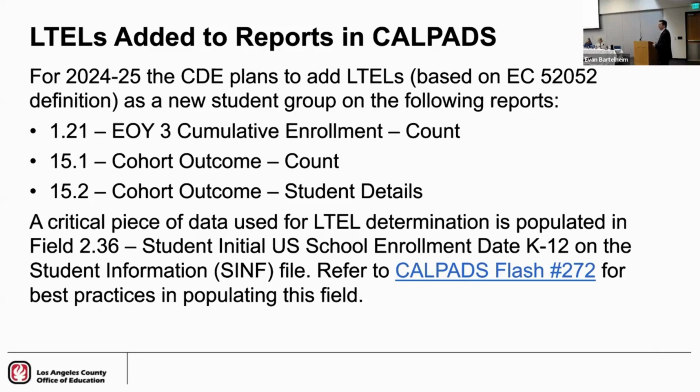A critical piece in this is the identification. They use one of 2 fields. One is the initial change in the ELAS, which is the English Language Acquisition Code, to EL, whatever that date was, or the initial US school enrollment date is also used. Whichever came first is what they use currently. If you want to know more about how to effectively establish what that initial US enrollment date was, see CALPADS Flash 272.